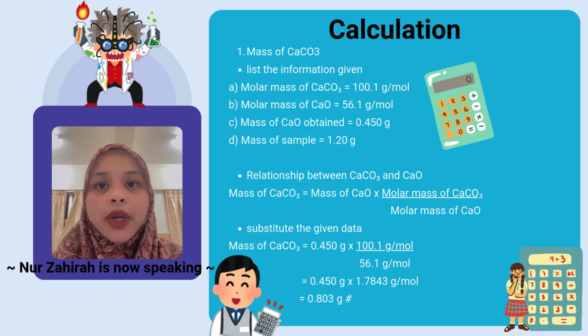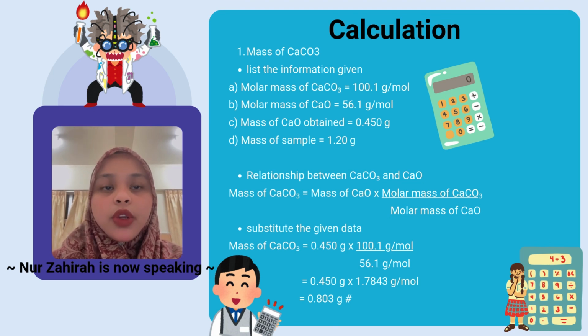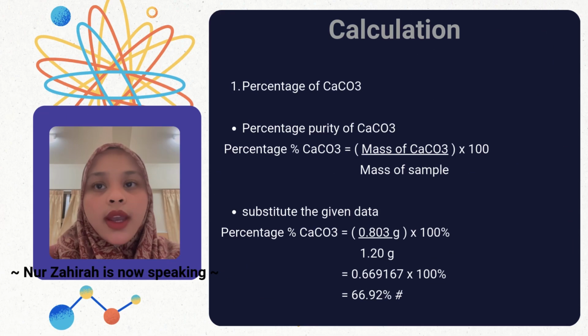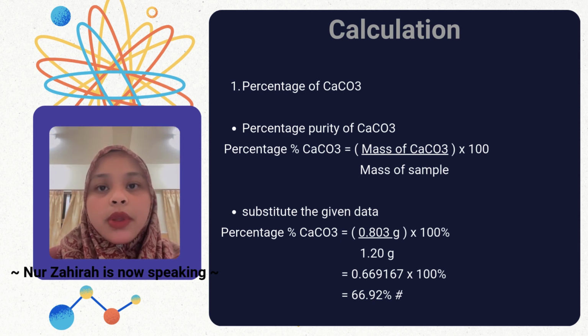Next, we enter the calculation part. For question 1, we need to calculate the mass of calcium carbonate. The first thing we should do is list out the information given from the question. After that, by using the relationship between calcium carbonate and calcium oxide, you can get the mass of the calcium carbonate. Then the second question asks for the percentage of calcium carbonate. The formula to find percentage is mass of calcium carbonate divided by the mass of sample given, times 100. So, from the mass of calcium carbonate we calculated before, substitute in this formula and we will get the percentage of calcium carbonate contained in the antacid.